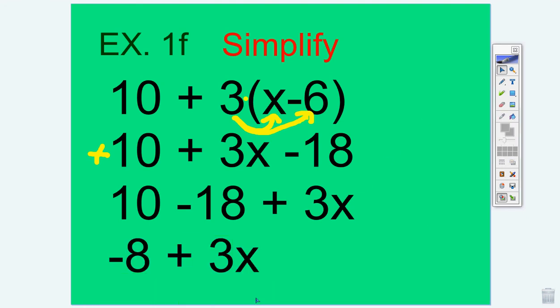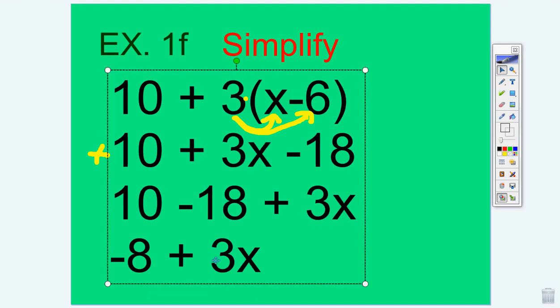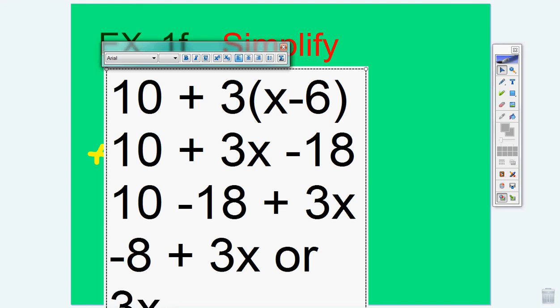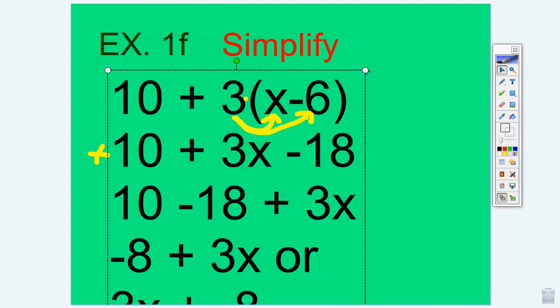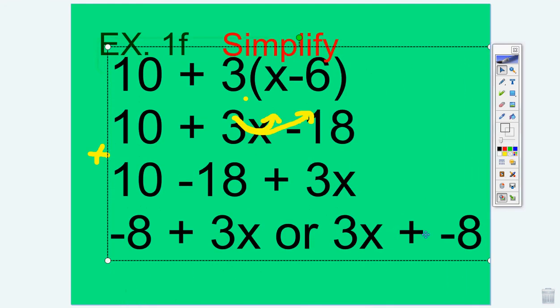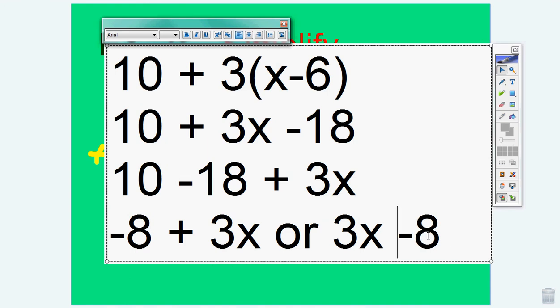Or I could also say what? Yeah, I hear you in this fictitious room that no one's in. 3x plus negative 8. Very good. That's what I can get then. And that would be the other way right. Oh, somebody's saying, well, couldn't I say minus 8? Sure, yeah, we could say 3x minus 8 would be another way to write that.